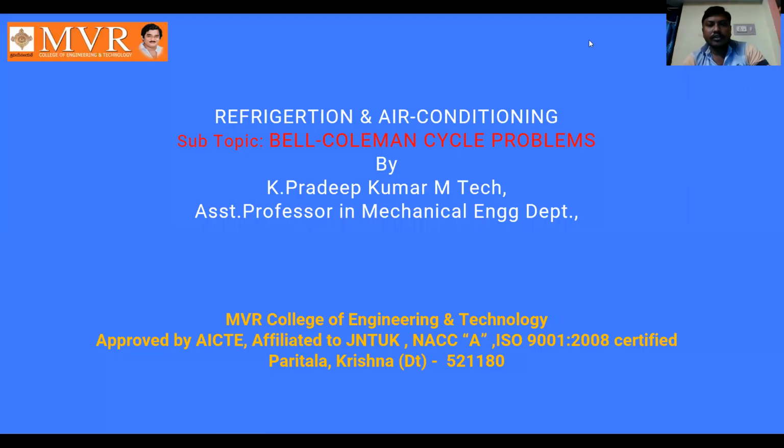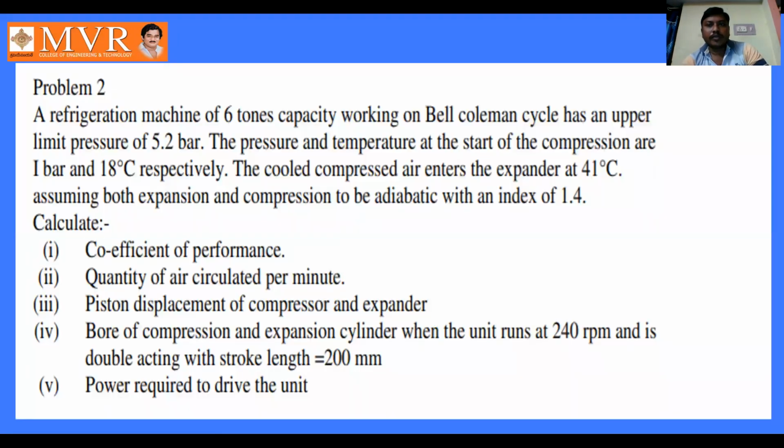Good morning, students. Today in this class, we are going to learn about Bell-Coleman cycle problems. Coming to the problem, see here a refrigeration machine has been given. A refrigeration machine is working on 6 tons capacity, working on the Bell-Coleman cycle.